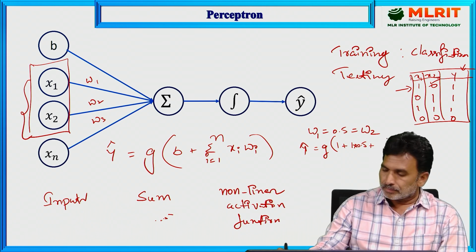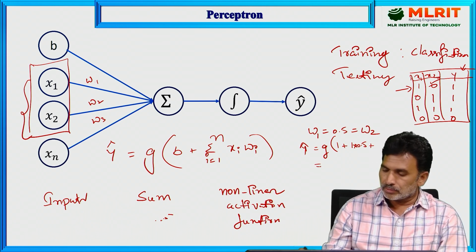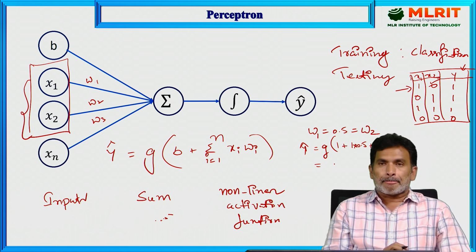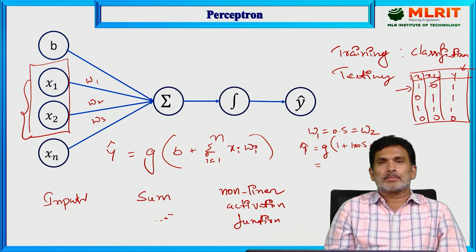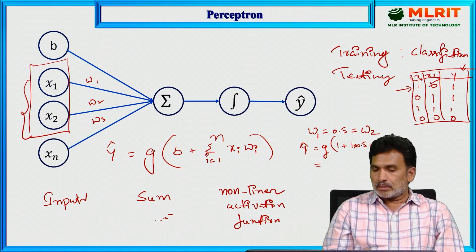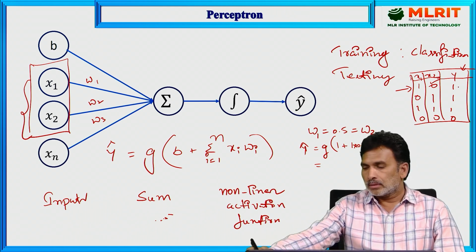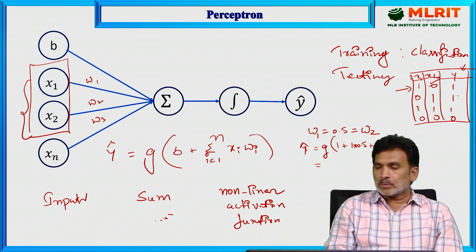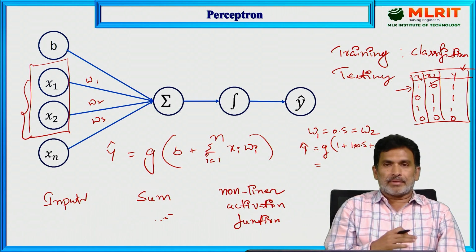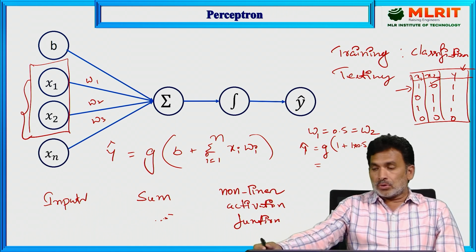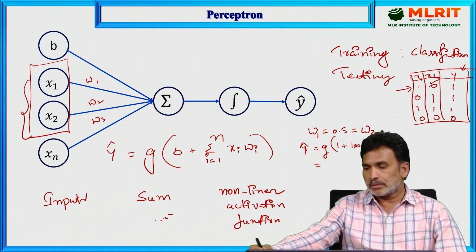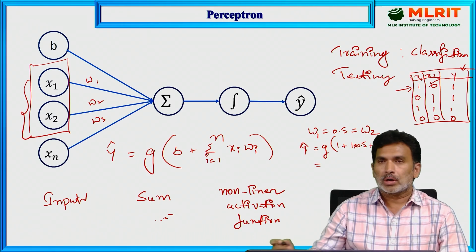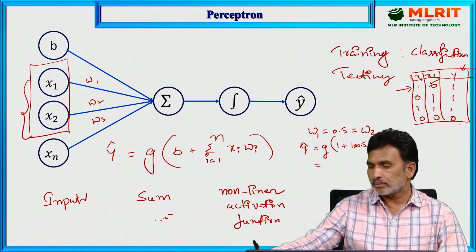So then it produces the value. Whatever value is returned by this nonlinear activation function must be either 1 or 0. If it is correctly classified, that means as per the logic gate, here is the truth table for the OR logic gate.